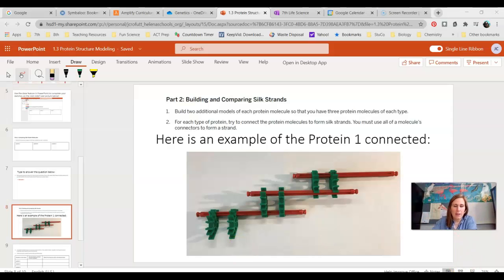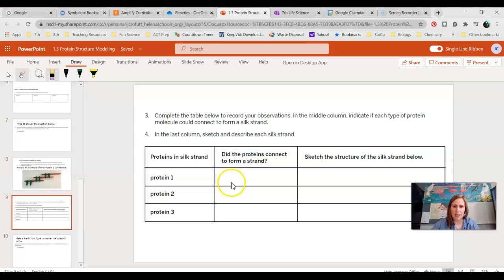And then same thing with this one. If you had protein 3, if you had 3 of those, notice that these don't actually have connectors on them, so that's something for you to think about. Once you have imagined how those might be built, you're going to go ahead and sketch them. You can see right here there's an option to sketch.